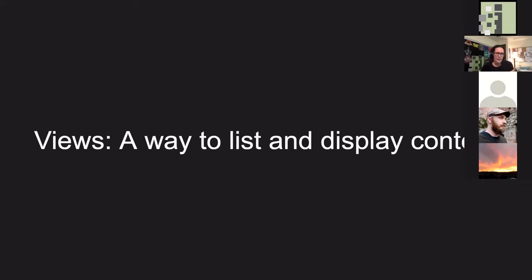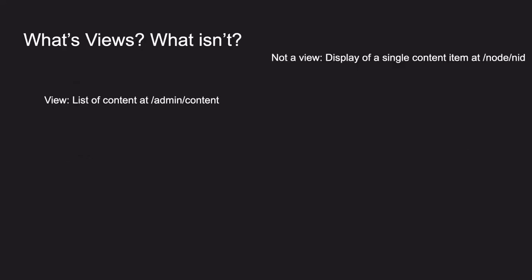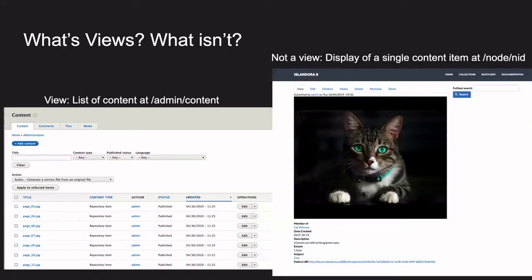So at their core, a view is just a way to list content and display it either to your users or to your site builders in a way that makes sense to them and allows them to do the kinds of things they might want to do. Some of the views that you might have already encountered, if you've logged into a Drupal site and you've gone to manage the content, that list of content is a view.